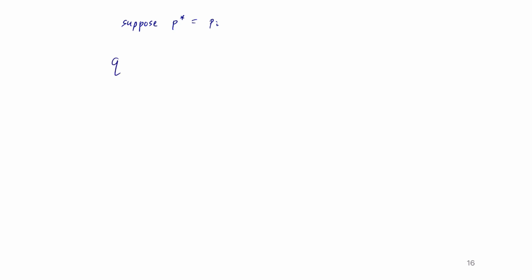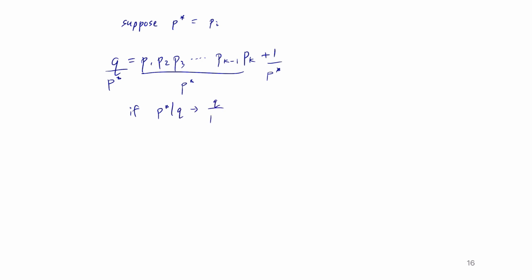Okay? Well, now, remember, Q is equal to P1, P2, P3, dot, dot, dot, PK minus 1, PK plus 1. And now we want to divide this by P star. Right? And so let's see what happens. We divide this by P star, this by P star, and this by P star. Okay? Well, if P star divides Q, the quotient of Q and P star is some integer, right?